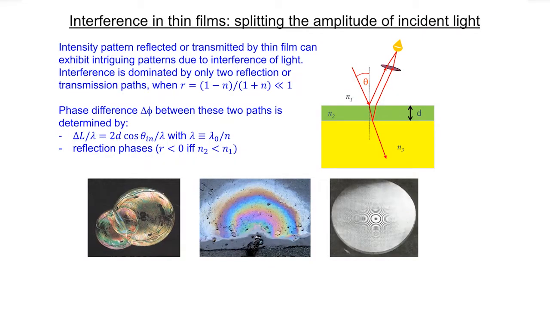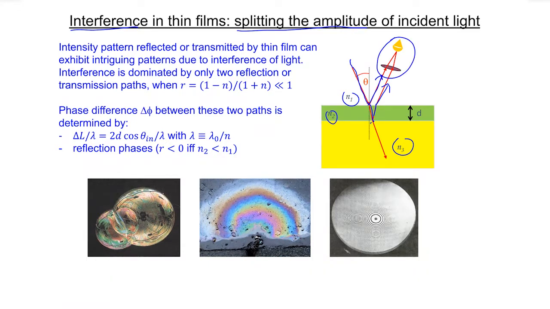The second type of interference that they like to introduce is the interference that you get when you split the amplitude of the incident light. Right? You have incident light, it gets reflected from a first interface between medium 1 and medium 2, and then part of the light propagates and gets reflected from a second interface between medium 2 and medium 3. And these two reflections combine and they can interfere constructively or destructively. So you see an interference pattern.